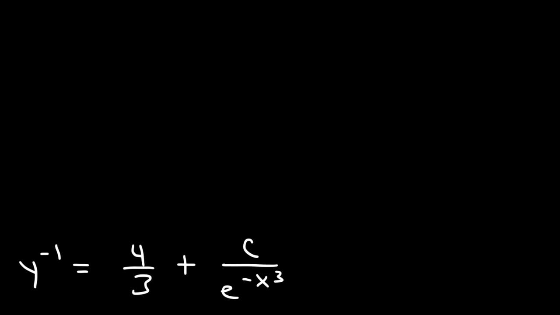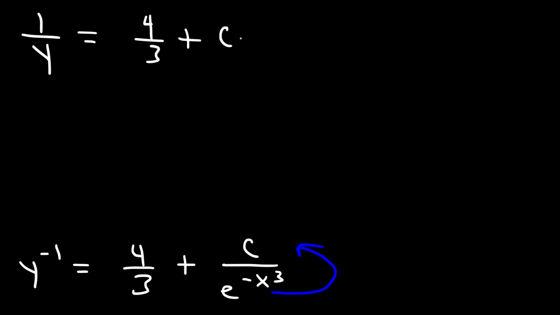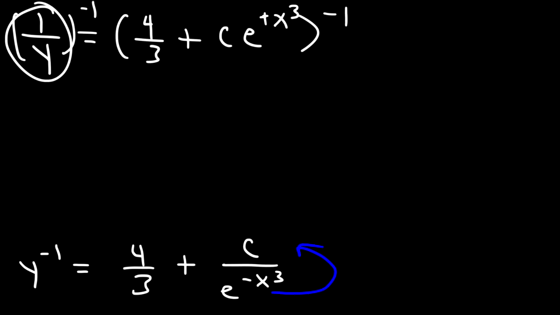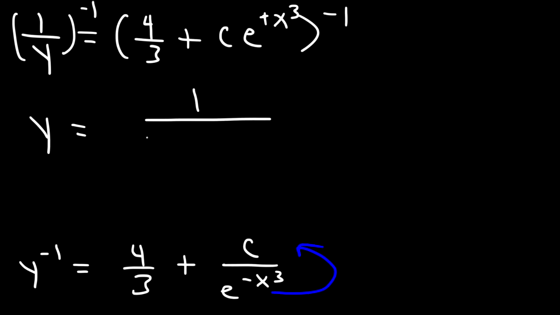Next, we need to take this term, move it to the top. And y to the negative 1, we can write that as 1 over y. So that's equal to 4 over 3 plus c e raised to the positive x cubed. Now, to make this y, we simply need to raise both sides to the negative 1 power. So all we need to do is flip the fraction. This is going to become y, and on the right side, we're going to have 1 over 4 over 3 plus c e raised to the x cubed.